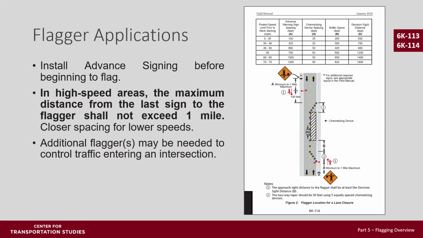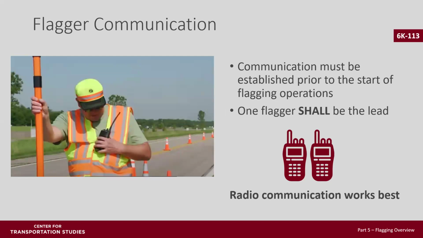In low-speed areas, consider reducing the spacing between the flagger and the flagger ahead sign to a half mile or less. If there's a road intersection within the flag area, an additional flagger may be needed to control traffic entering the temporary traffic control zone from the roadway intersection. When more than one flagger is used, all communication procedures should be clear before any flagging begins. Again, additional flaggers may be needed to control traffic entering from the side street.